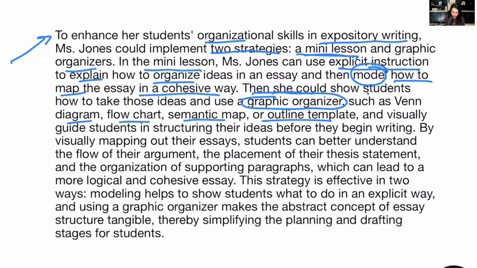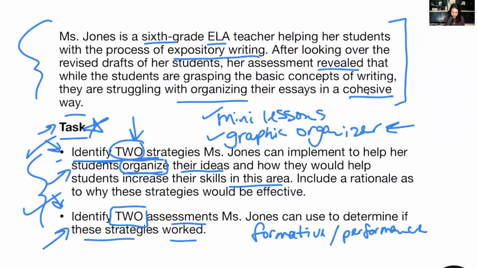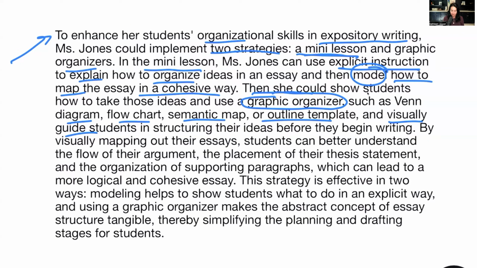But this little part here, "visually guide students in structuring their ideas before they begin writing," is a nice little anecdote because it shows the reader of your essay this is going to guide them in a visual way, so they can get this in a visual manner. Okay. Now here I go even further and more specific, because remember, this bullet says include a rationale as to why these strategies would be beneficial or effective. So I have to do that at the end of this paragraph in order to meet all expectations.